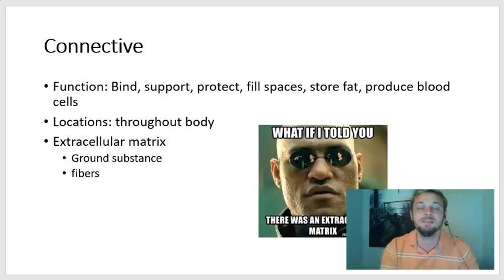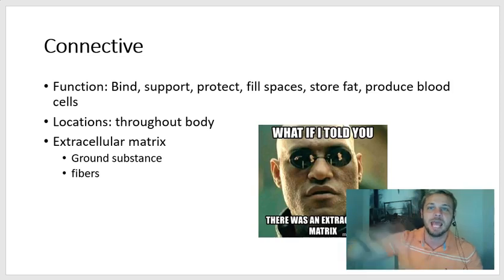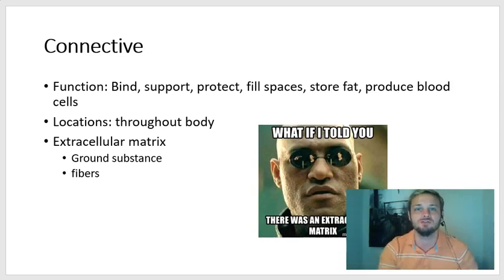Something that is specific to connective tissues is that they have this extracellular matrix. We talked about that a little bit last time, how the extra means outside, right? Like an extraterrestrial is an alien, something that is outside of Terra or Earth. This extracellular matrix is something that is outside of the cell. And your connective tissue has a lot of this extracellular matrix. And it's made up of a ground substance and fibers. And it's really this ground substance that gives us our different classifications of connective tissue.